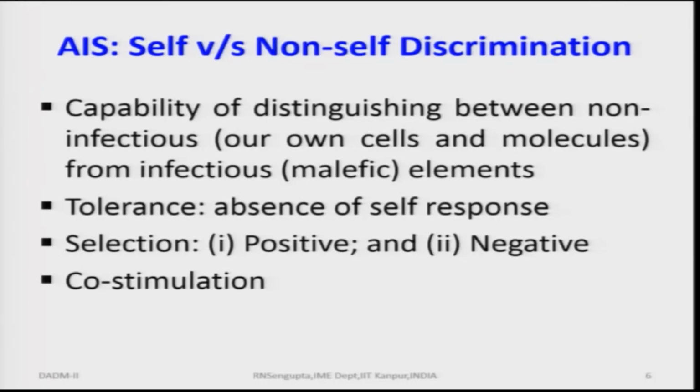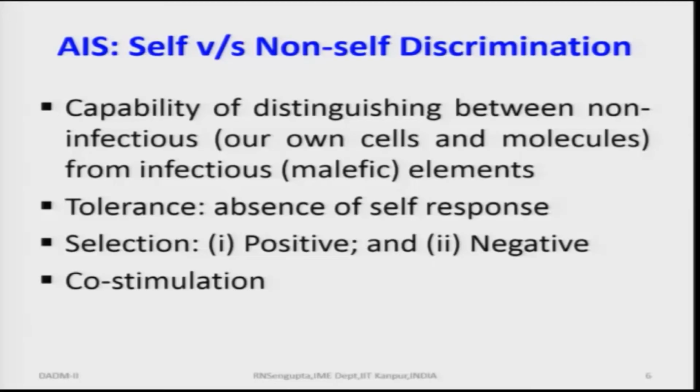So, this way the overall effect may not be as good as it should be if the attacking principle was between the good and the bad guys, and not between the good and good as it happens in general. So, the capability of distinguishing between the non-infectious ones, which are the good guys, and the infectious ones is very important. The whole system should have a capability to distinguish between the non-infectious, that means our own cells and our own molecules in the system, from the infectious ones, which are the malefic elements coming from outside.